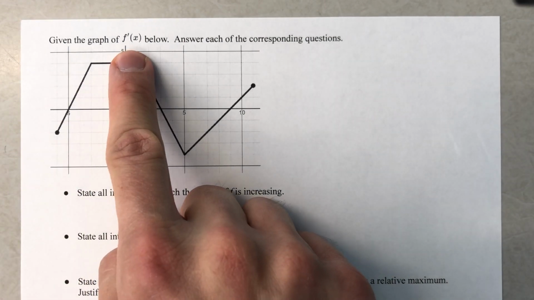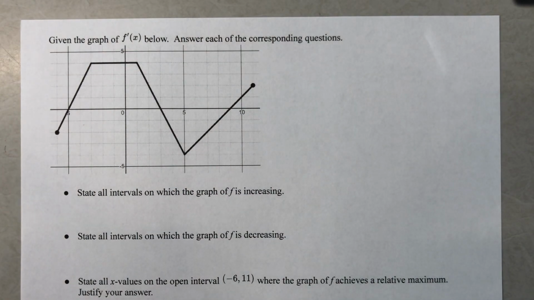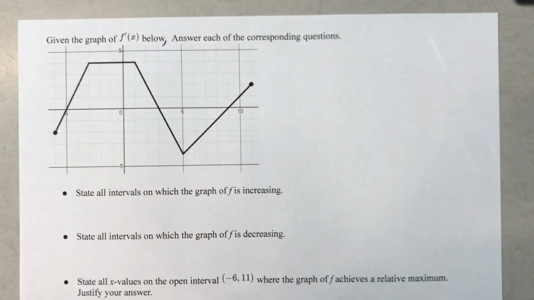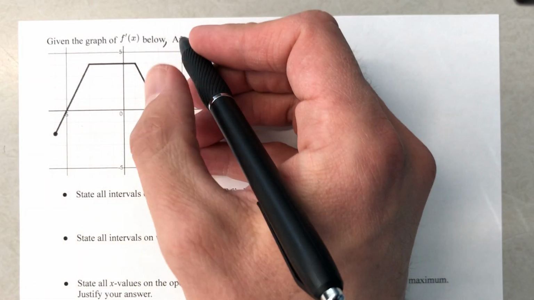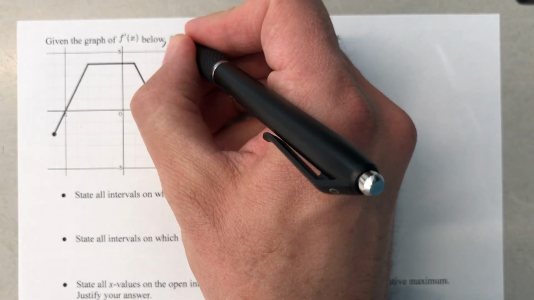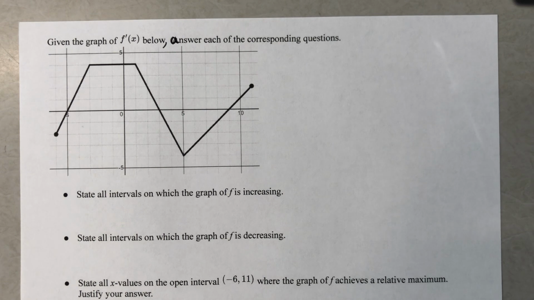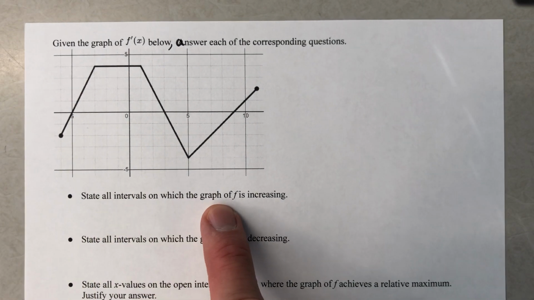Given the graph of f prime below, I think there should be a comma there, and we should not start a new sentence. And we'll under capitalize answer. There we go. Things to fix for later. Answer each of the following corresponding questions. State all intervals where the graph of f is increasing.